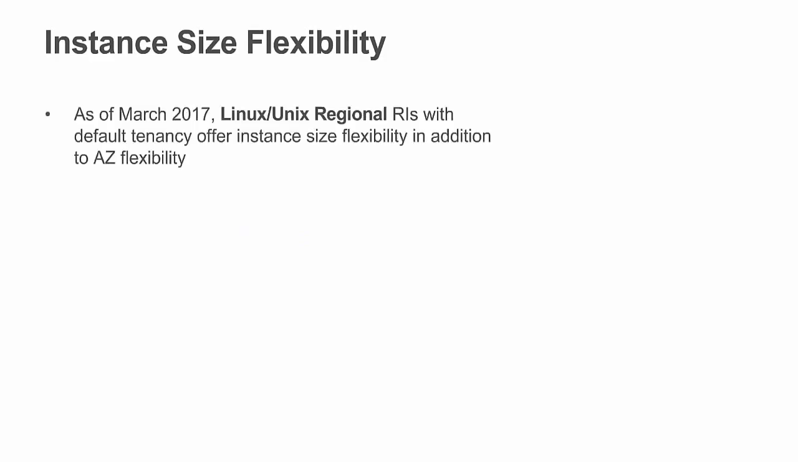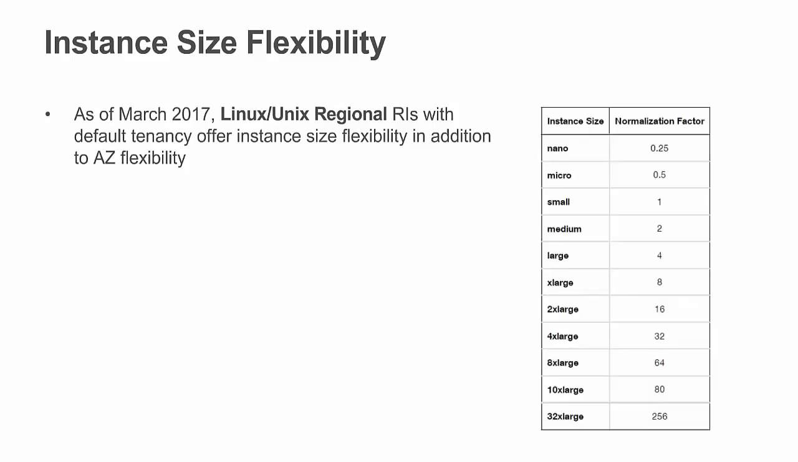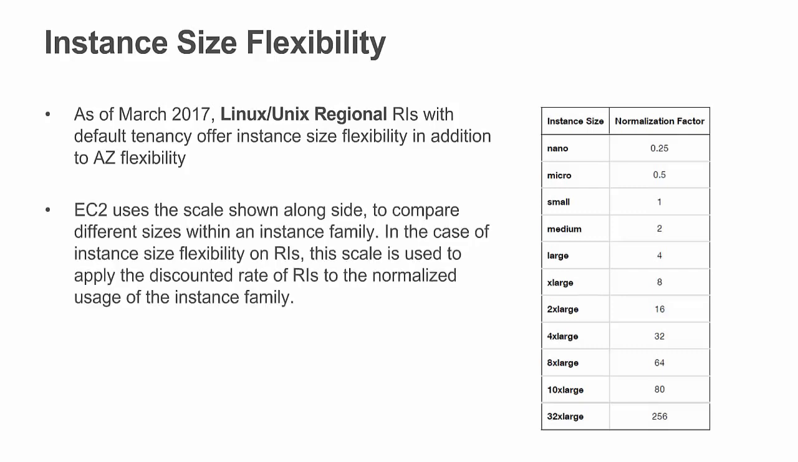Let's now chat about instance size flexibility, a brand new feature that we launched on RIs just a couple of weeks ago. Effective this month, Linux and Unix regional RIs with default tenancy provide instance size flexibility in addition to AZ flexibility. With instance size flexibility, your regional RI's discounted rate can be applied to usage of any size within that family.